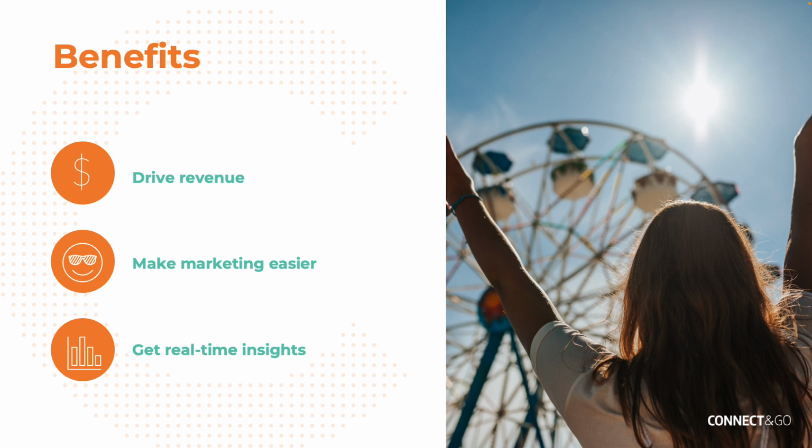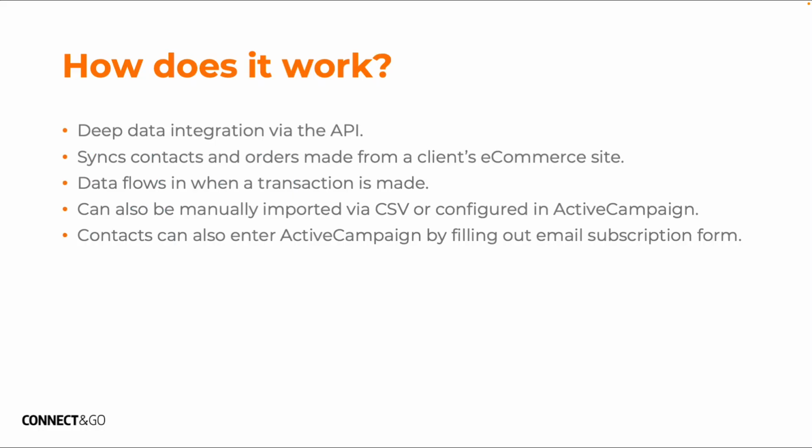One of the biggest benefits of our integration is that you can target users based on real-time e-commerce site activity, which is huge. And finally, our integration with ActiveCampaign gives you great insight into your online guest engagement in real time. Using the ActiveCampaign API, we use the deep data integration to sync contacts and orders made from a client's e-commerce site. Data flows in when a transaction is made. It can also be manually imported via a CSV file or configured in ActiveCampaign. Finally, contacts can also enter ActiveCampaign by filling out an email subscription form, which can live on your website.